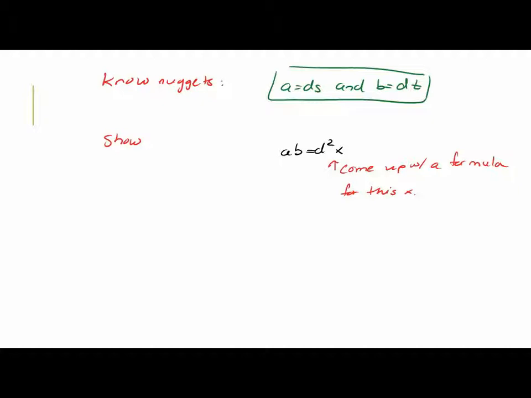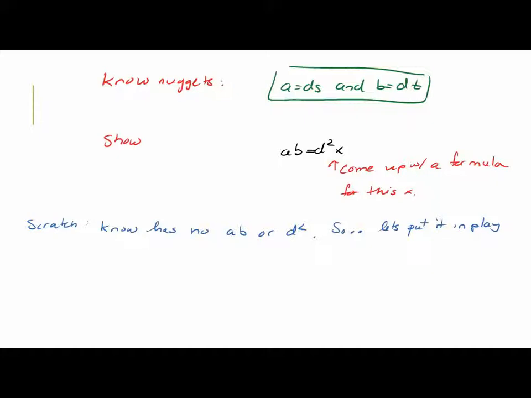So those are my know nuggets up there, what I can use. And my show nuggets, that's what I have to come up with, that X. I have to come up with a formula for that X. And I don't know why I've never told my classes that before, but that's what you have to do. You have to come up with a formula for that X. Whenever they say there exists something, you have to come up with a formula for whatever they say that there exists.